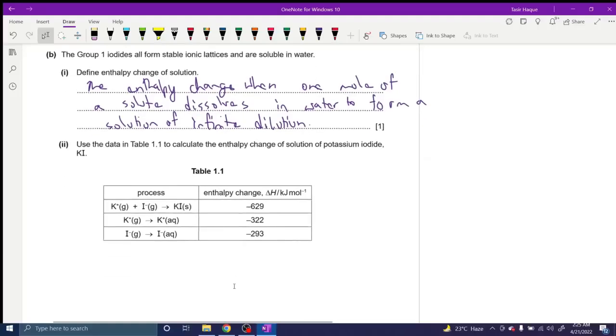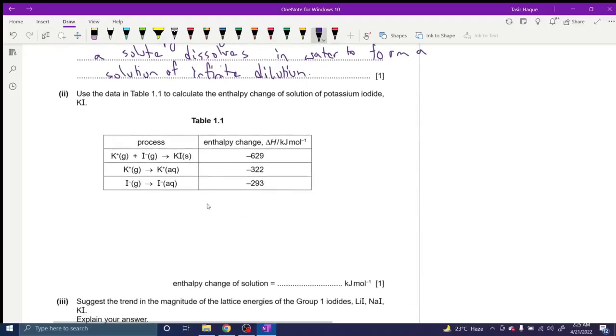Use the data in table 1.1 to calculate the enthalpy change of solution of potassium iodide. Okay, so let's make a Hess cycle. These are hydration enthalpies, and this is the direct route. So we have solid KCl. If we dissolve the solute in water, we can directly go to K+ aqueous and chloride aqueous. So this is the direct route, okay?